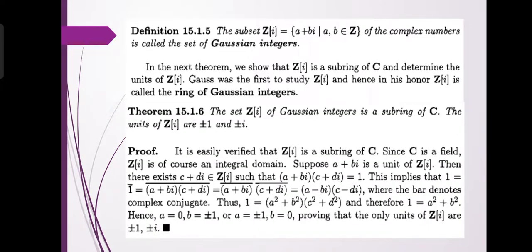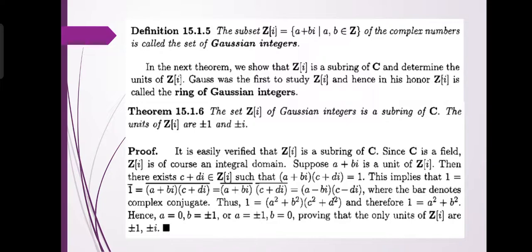By the definition of 15.1.5, the subset Z[i] = {a + bi : a, b belong to the integers} of the complex numbers is called the set of Gaussian integers. In the next theorem, we show that Z[i] is a subring of C and determine the units of Z[i]. Gauss was the first to study Z[i], and hence, in his honor, Z[i] is called the ring of Gaussian integers.